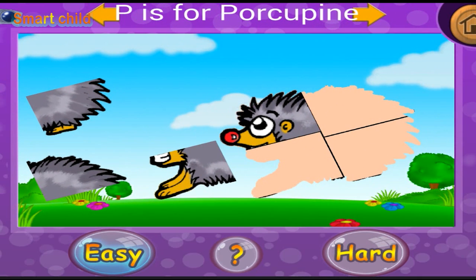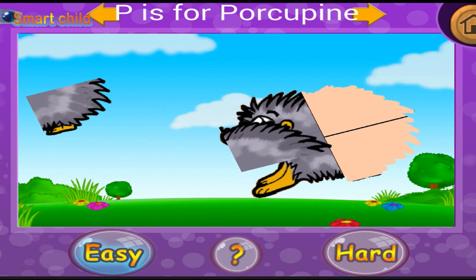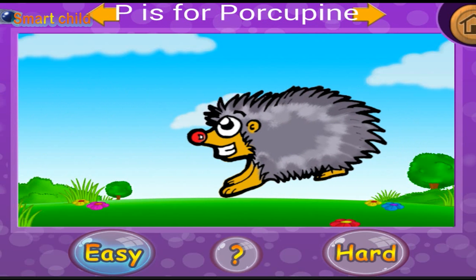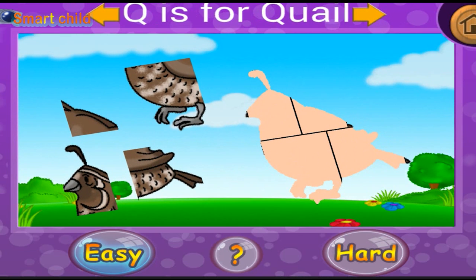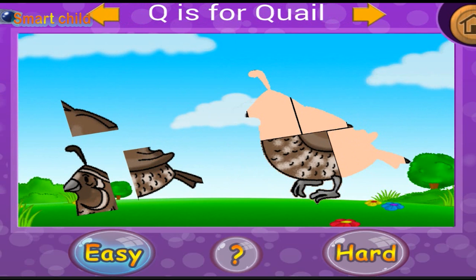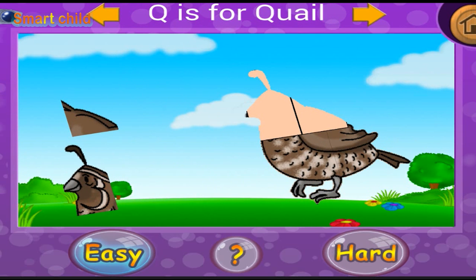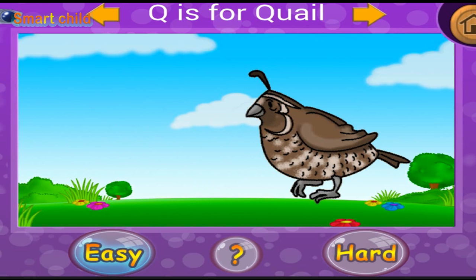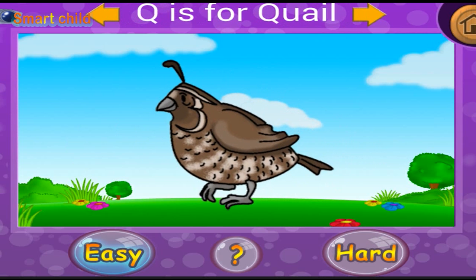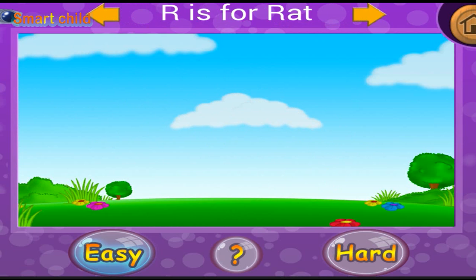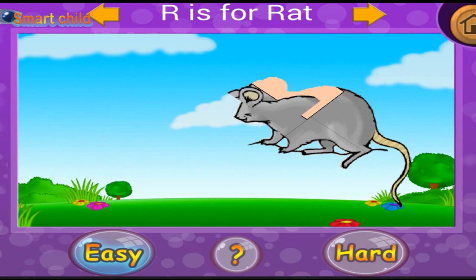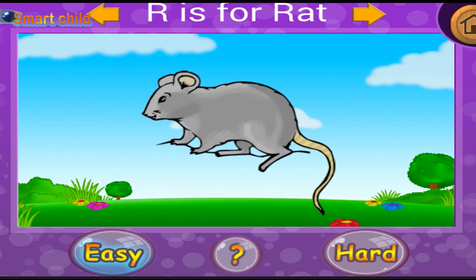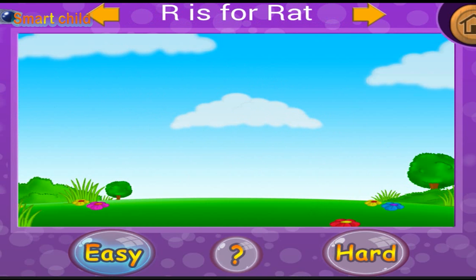P is for porcupine. Congratulations. P is for porcupine. Q is for quail. Nice going. Q is for quail. R is for rat. Right. R is for rat.